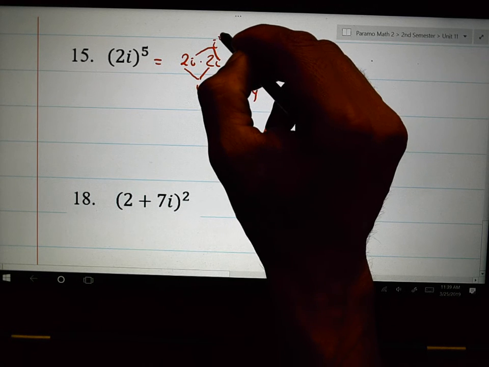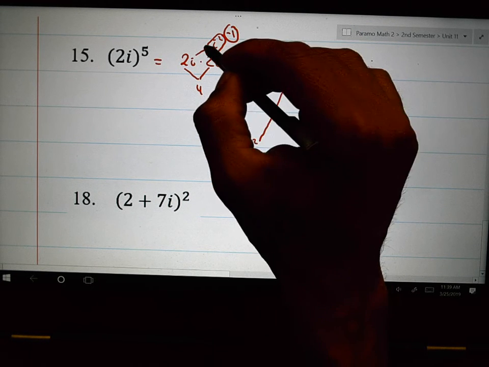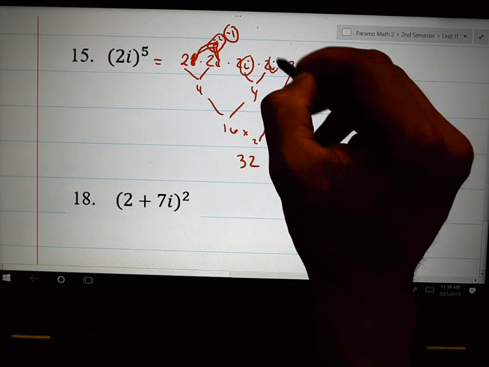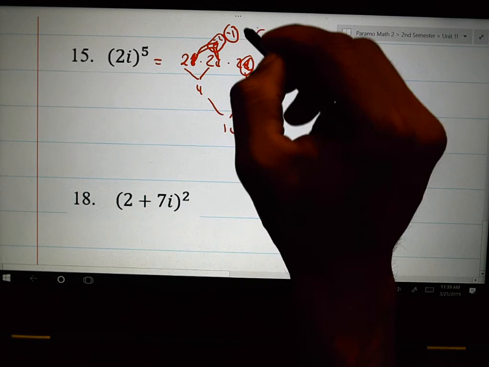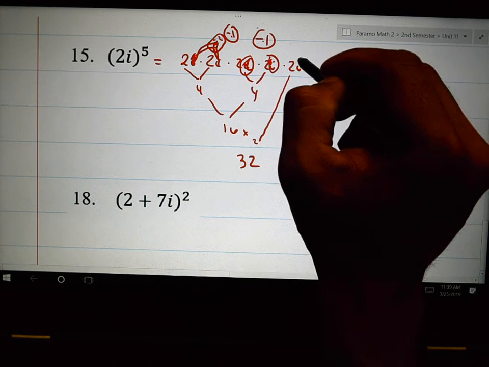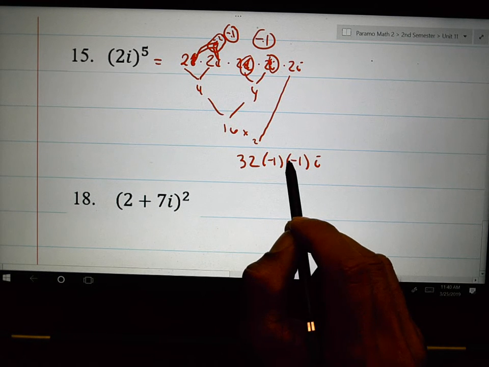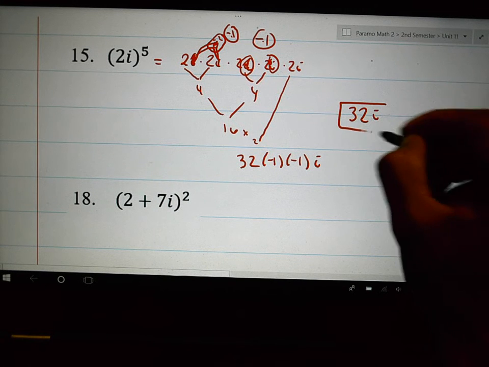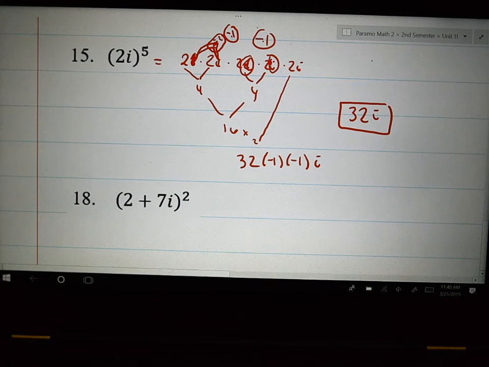So if I know that this is going to be a negative 1, it's going to multiply things by negative 1 instead. So I'm going to cross these ones off and put negative 1, and then I'm going to see that there's 2 more. This is going to be a negative 1. There's an i, and I know what negative 1 times negative 1 times i is. Negative times a negative is a positive. My final answer is 32i. You always simplify the i to the 5th power and put it in something smaller.